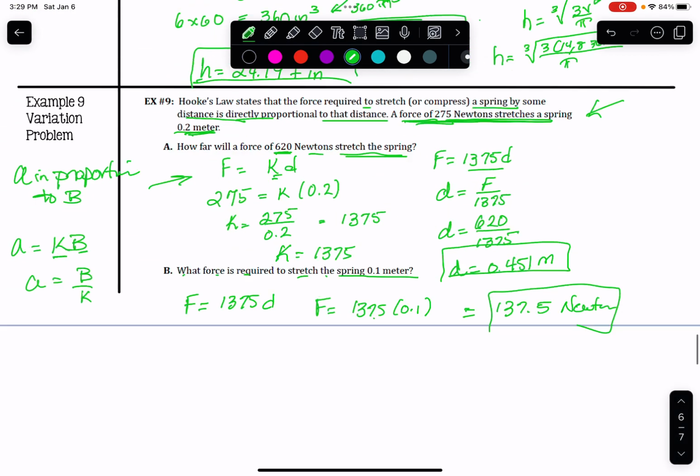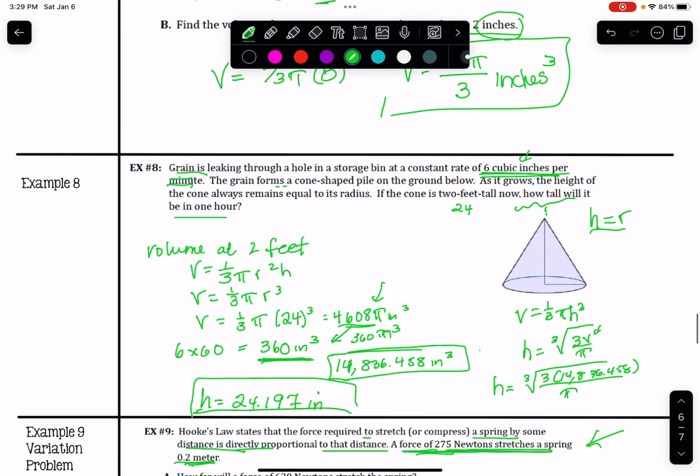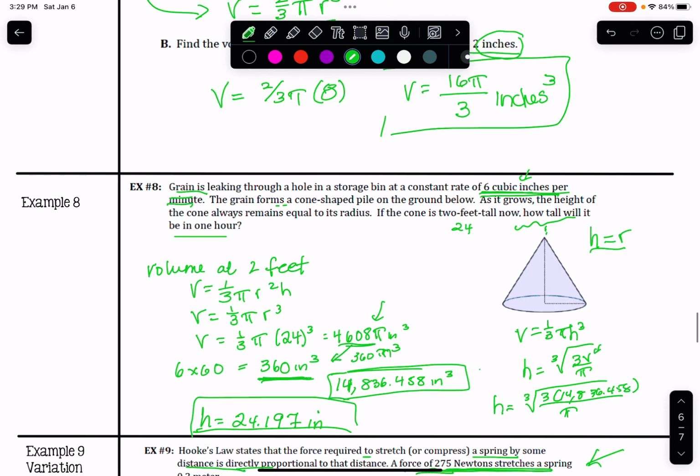All right, so that was lesson 1.3 and 1.4, okay?